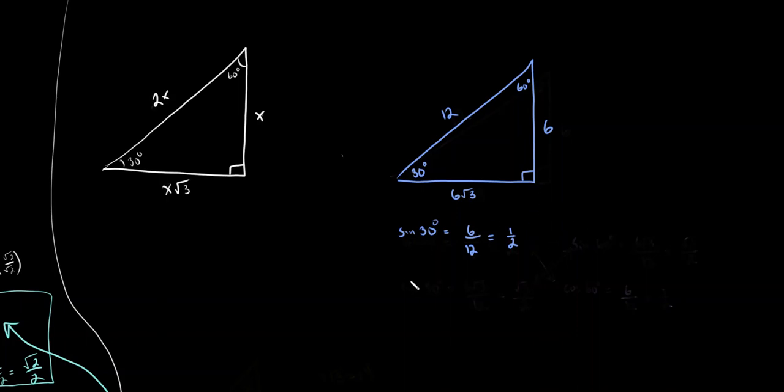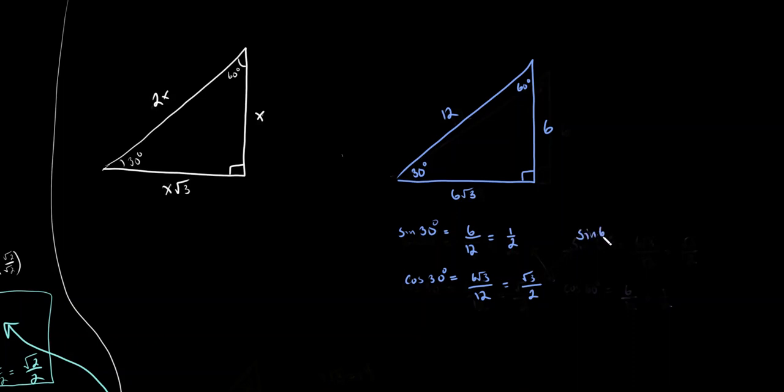All right. And let's do cosine of 30. Well, cosine of 30 is adjacent, 6 root 3, over hypotenuse, which is 12. And this would reduce to root 3 over 2. And that is cosine of 30. But there's two different angles here. There's our 30 and our 60. So let's do 60 as well.